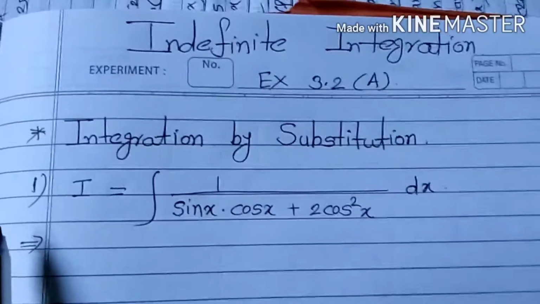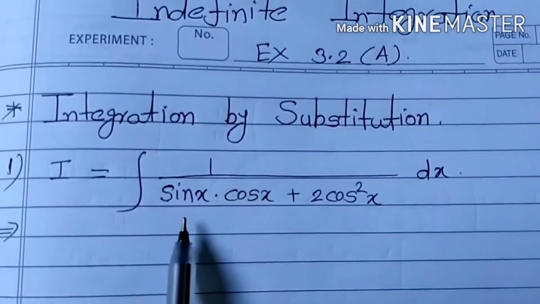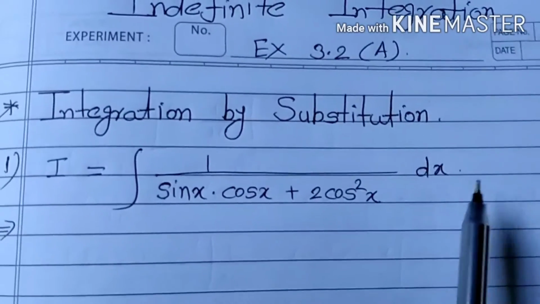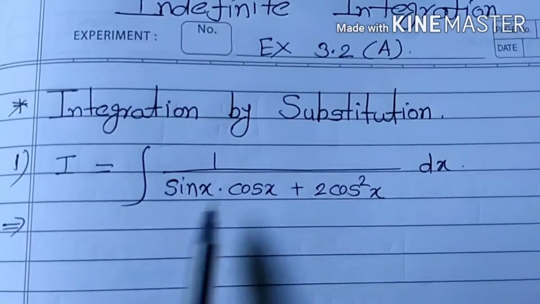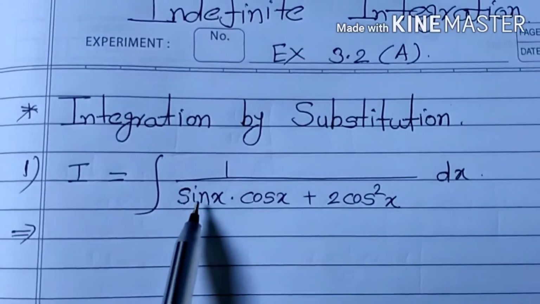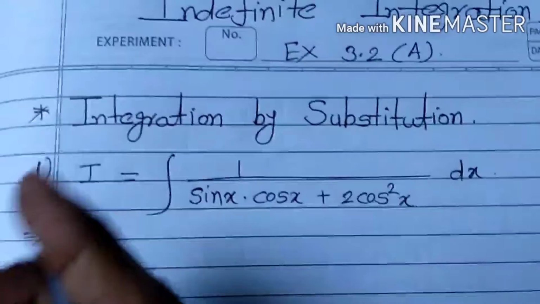Our example is I equals the integral of 1 upon sin x cos x plus 2 cos square x dx. Before substituting, we have to simplify this. For simplifying, divide numerator and denominator by cos square x.